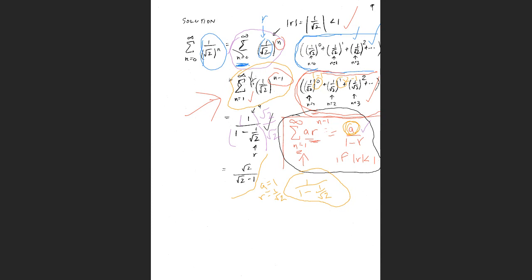So don't let the fact that a geometric series starts at a different index, at n equals 1, get you confused. The index could start with any number, really. And we did one where n was equal to 0.